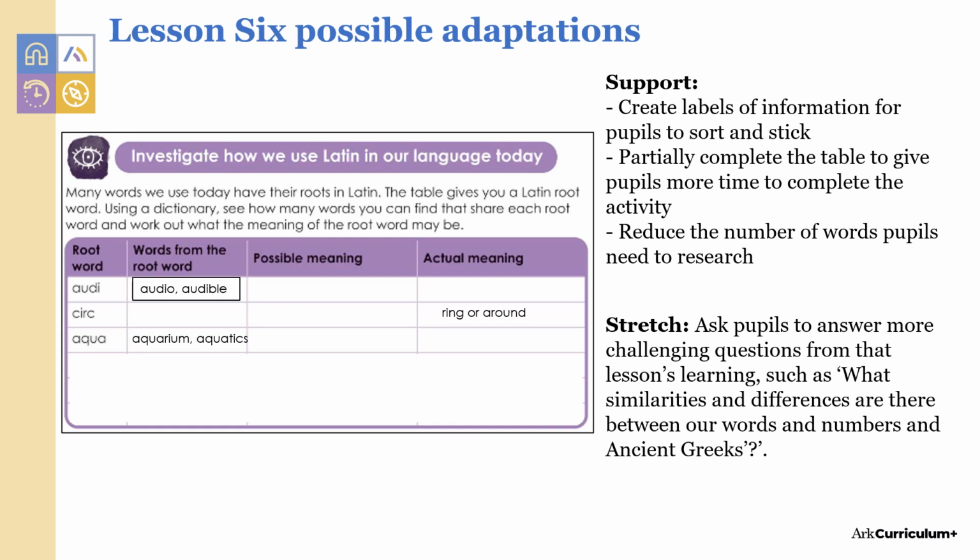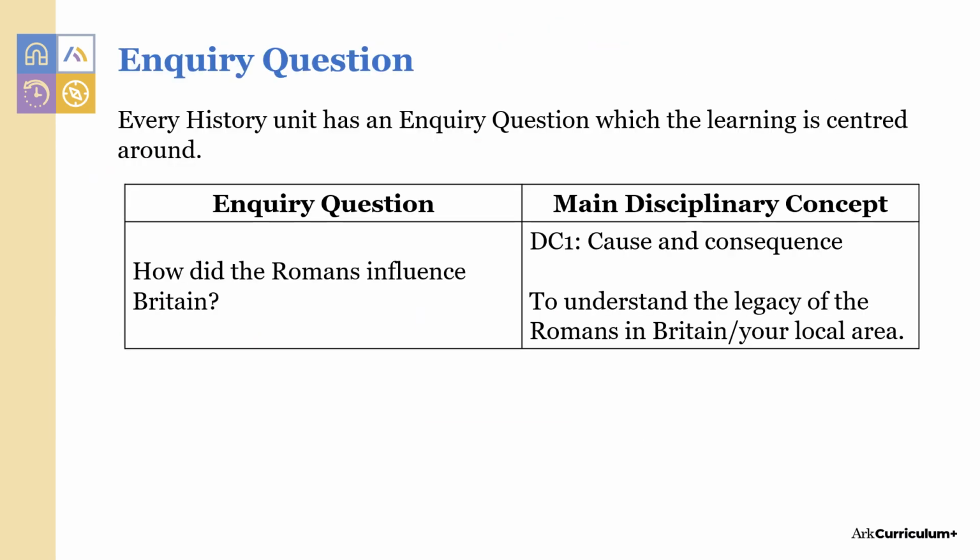To recap, this is the inquiry question for this unit. How did the Romans influence Britain? With the main disciplinary concept of cause and consequence, to understand the legacy of Romans in Britain in your local area.